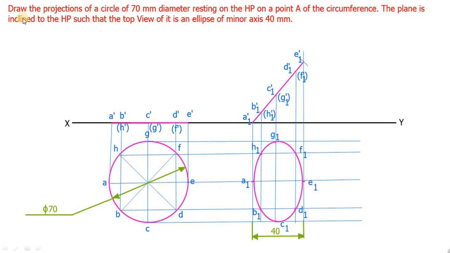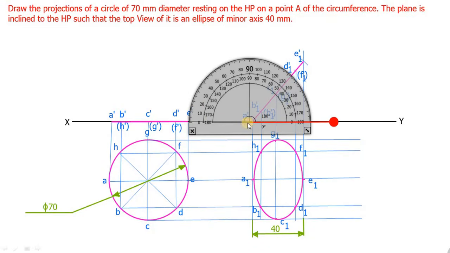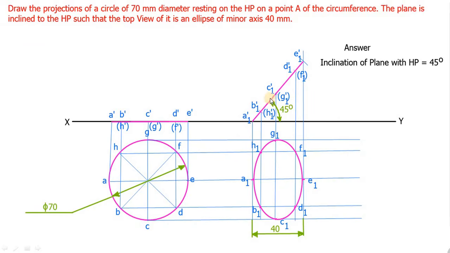Now we can measure the angle of this particular line, that is the HP angle. How is the plane inclined to HP? What is the angle with HP? That can be measured using a protractor. Take the protractor, keep it here and measure the angle of this particular line. It is 45. You can mark the angle here, that is 45. This will be your answer. You can write the answer as inclination of plane with HP equal to 45 degree.